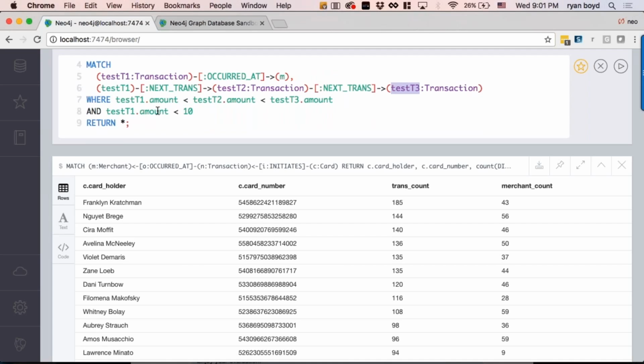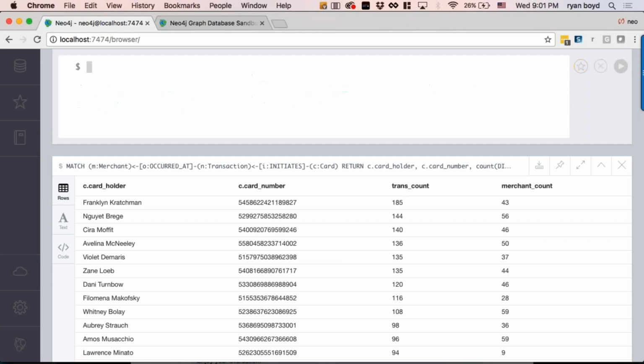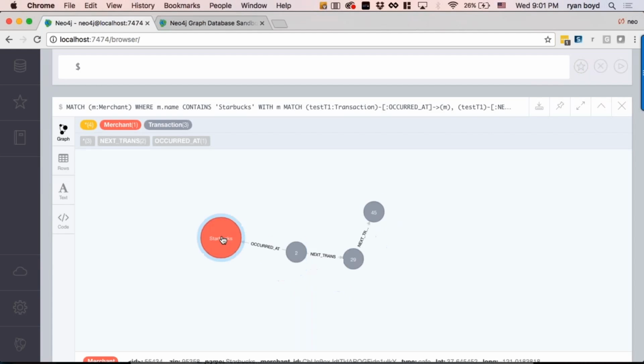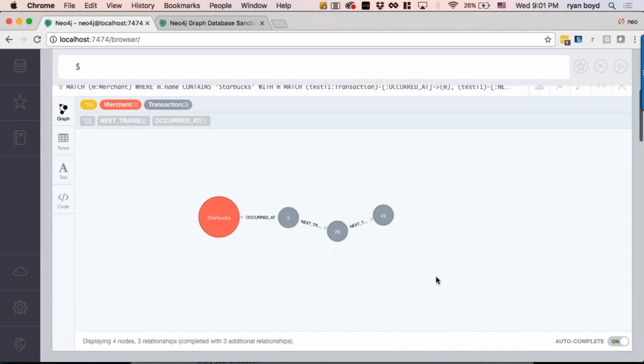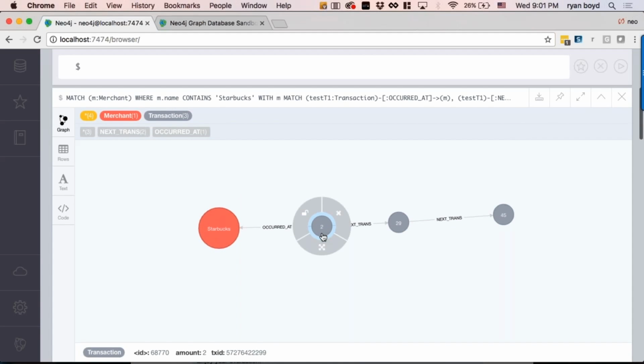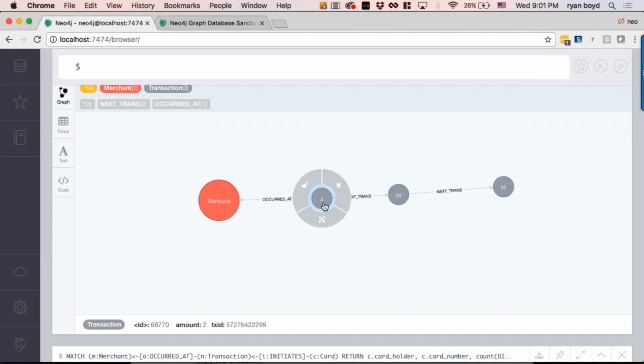And we're going to say that the first transaction was less than $10. The potential fraudster started off with a very small transaction, tested out the card, and started gaining confidence. So let's look what that returns. Well, we can see here actually a set of transactions here. This is a graph view of our data, and we can see here the test transaction 1 is this transaction, and it actually had an amount of $2. It was a very small transaction that they first tested at Starbucks.